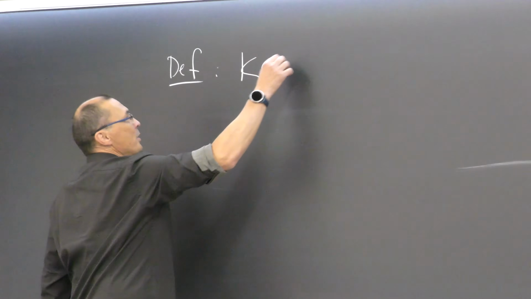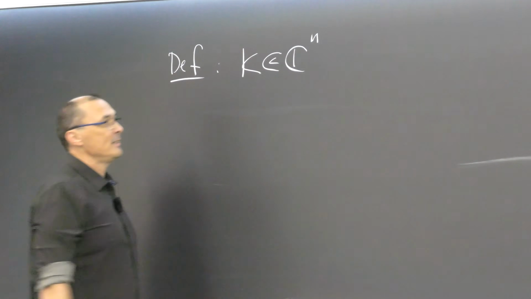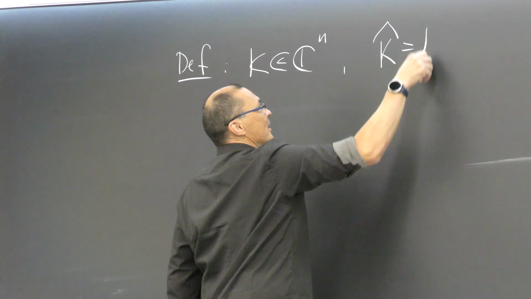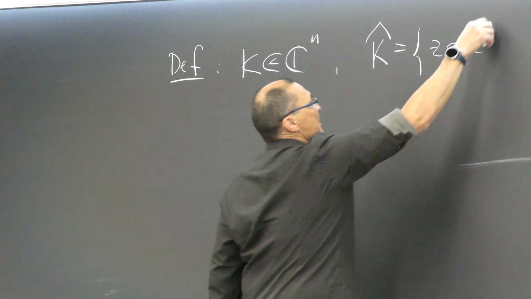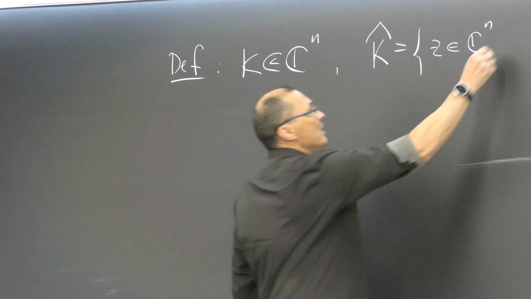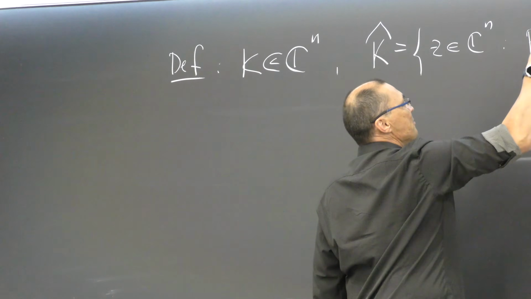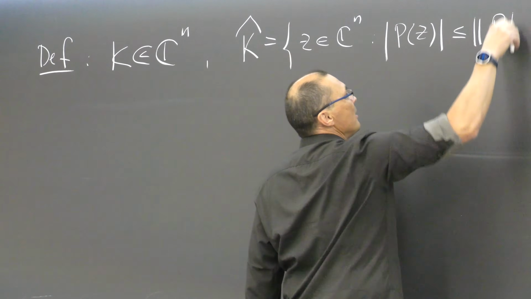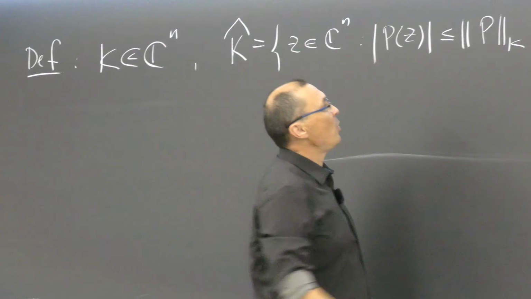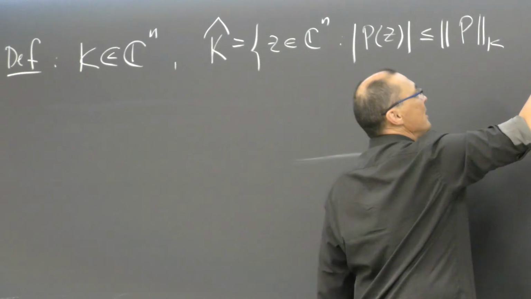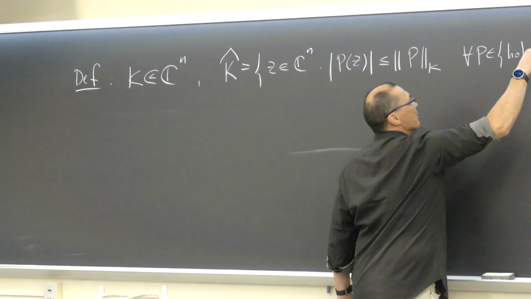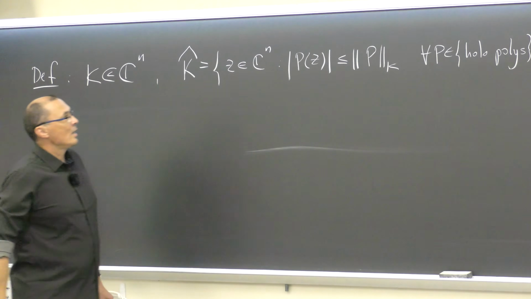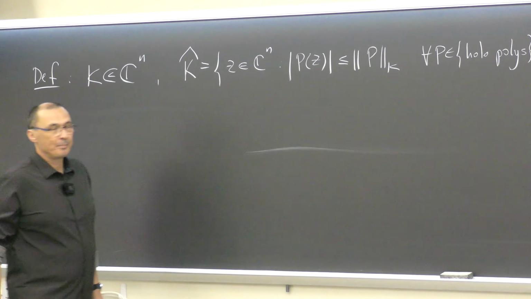So we start with a compact set K in Cn, and we define the polynomially convex hull of it, which is the following set. These are all points z in Cn such that the absolute value of p of z is less than or equal to the norm of p on the compact K, and we want this to hold for every p which is a holomorphic polynomial. Is that the sup norm, or? It's a sup norm on a compact.